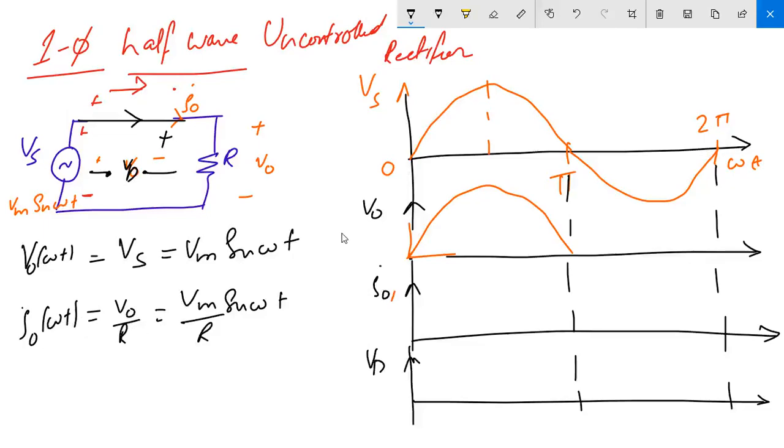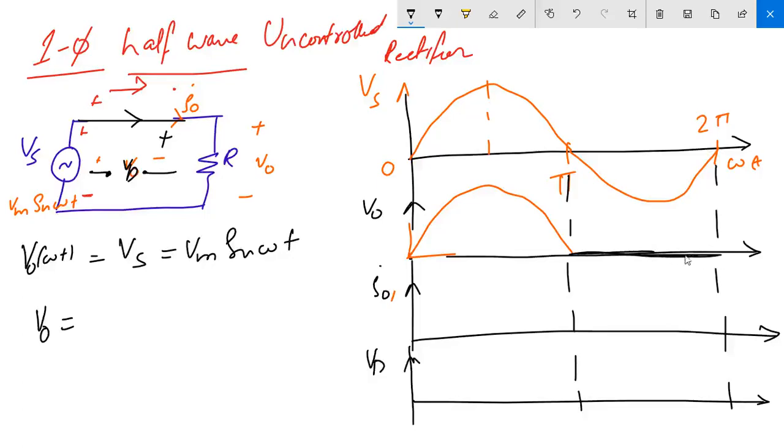Now if I want to discuss the average value, it will be determined like this, V naught average. Checking the waveforms, during the negative half cycle the diode will not conduct, so you get a straight line, the current will not be flowing, right? Okay, this is the waveform. Current is not going to flow in the negative half cycle. Again the positive half cycle comes and then the current flows.